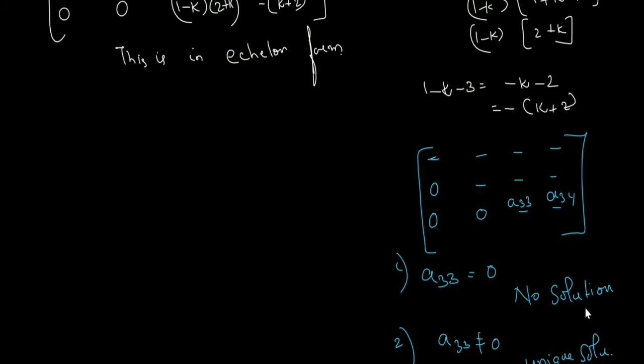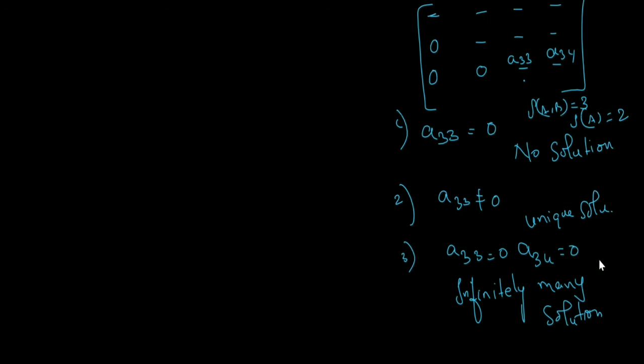If A33 is 0, then the rank of the full matrix AB will be 3. In that case, rank of AB will be 3 and this is 0, right? So rank of A will be 2 because this is 0. So we get no solution. Ranks are not equal means no solution. That is the Rouché-Capelli theorem.